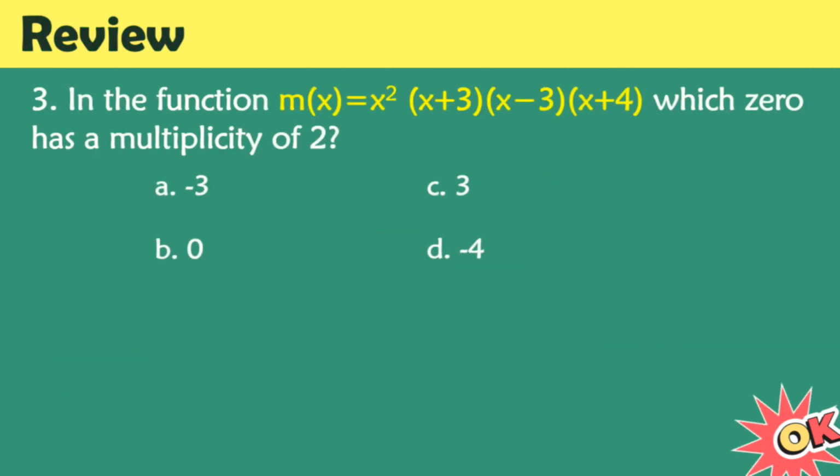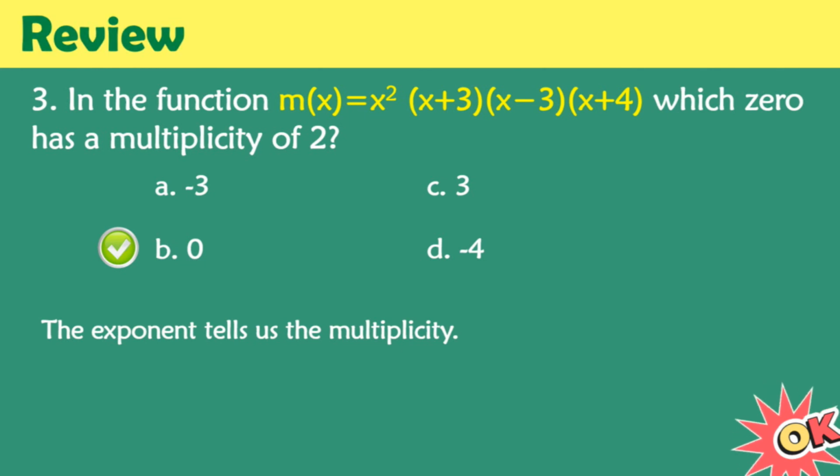Next, in the function m of x is equal to x squared times the quantity of x plus 3 times the quantity of x minus 3 times the quantity of x plus 4, which zero has a multiplicity of 2? A. Negative 3. B. 0. C. 3. D. Negative 4. If this is your answer, you are correct.